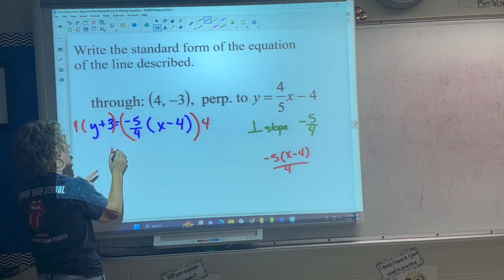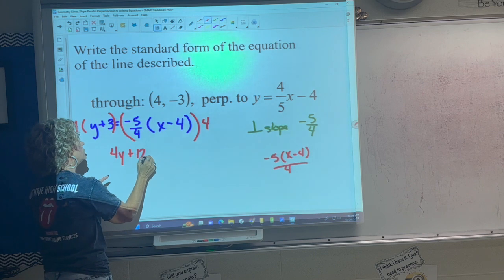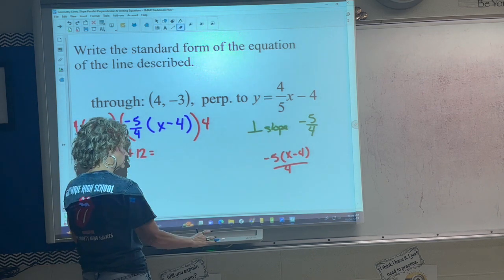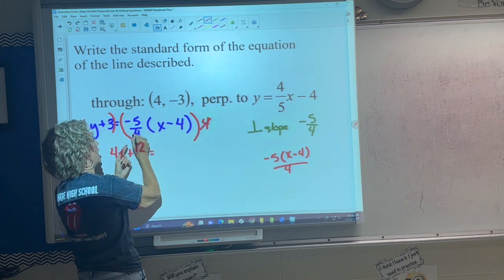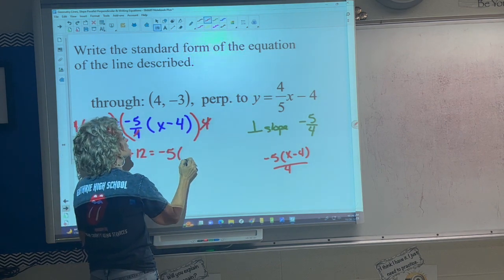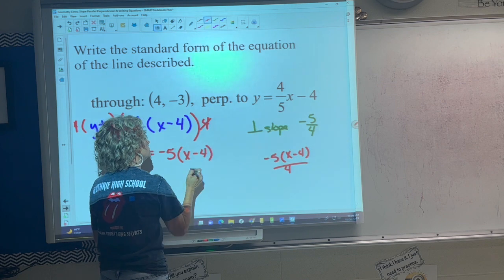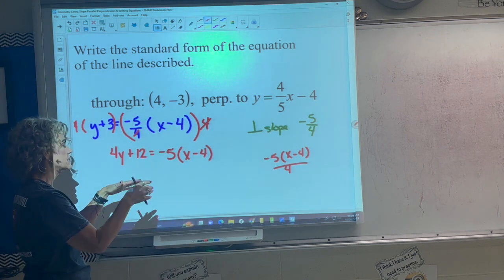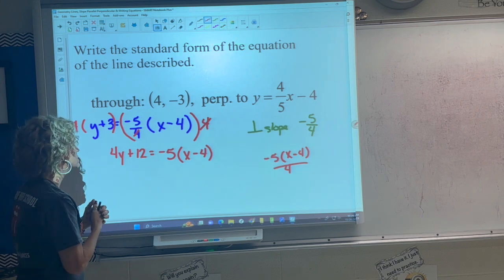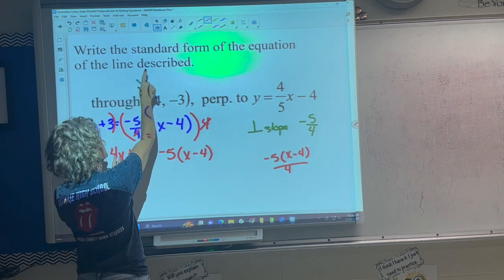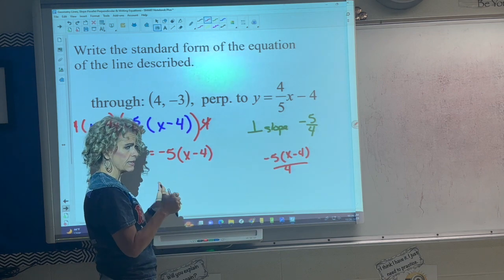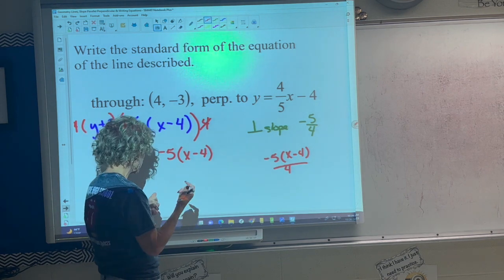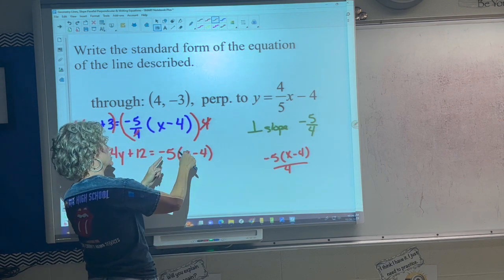In doing that, I get 4y plus 12 equals -5. No, that's not true, okay? These 4's will cancel, -5 times x minus 4. I made my life so much simpler. Didn't have an anxiety attack, didn't have to worry about fractions. All I have to do, again, in standard form, x and y are on the same side. My leading coefficient, my a value, can be negative, and I have no fractions. I can do that. I'm going to distribute.